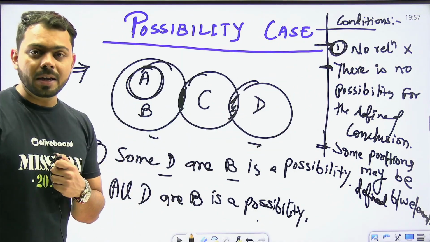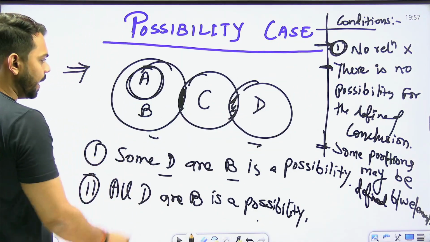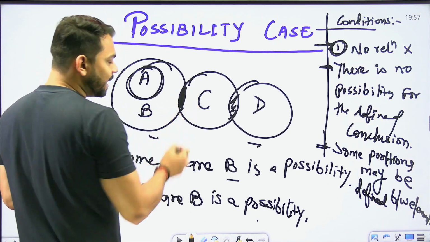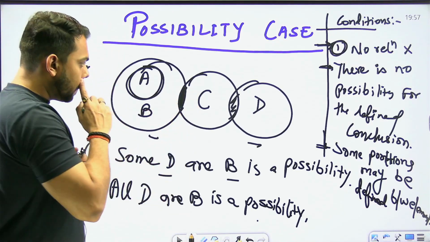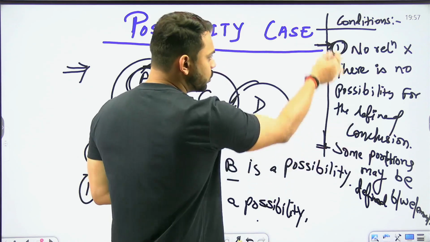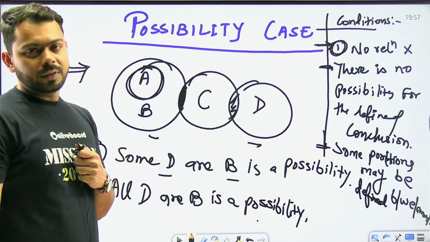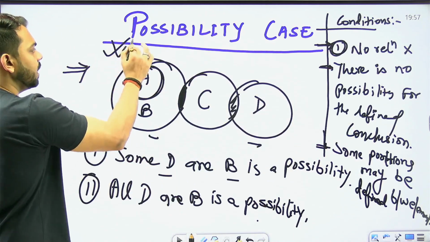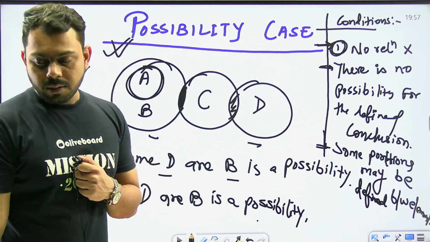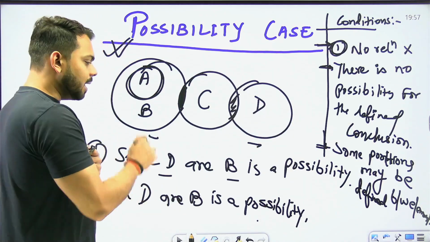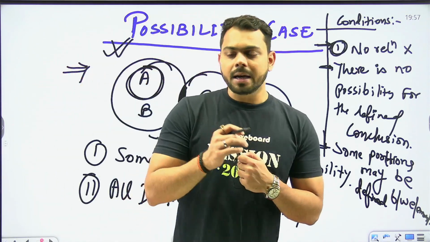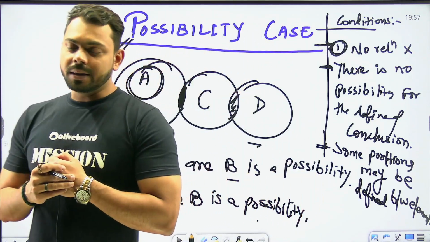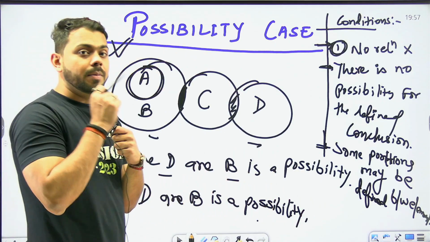Some portions may be defined between the elements, like the relation between B and C. So this is the third case. If you find any of these cases in the question, then you can go for the possibility case. If the relation is given in some type of statement, then the possibility of all will be correct.